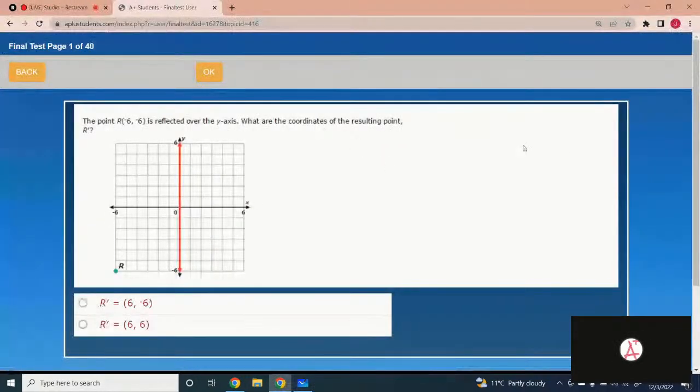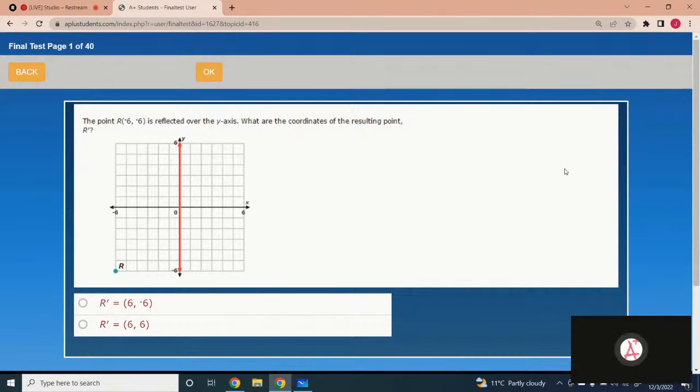So, okay, I'm on the final test of the chapter. The chapter name is Transformations and Congruence. Got it? Let's just start with the lesson. Okay, the first one is the point 6, -6 is reflected over the y-axis. What are the coordinates of the resulting point?